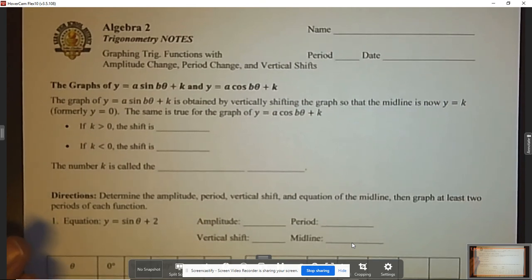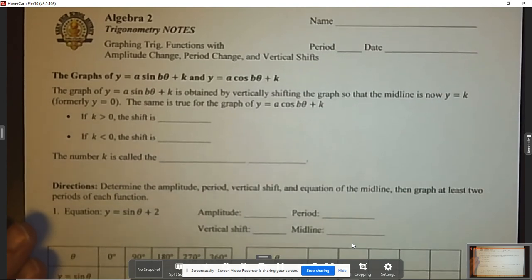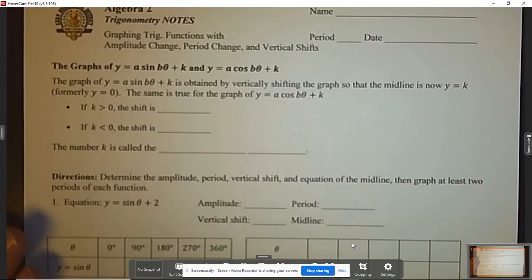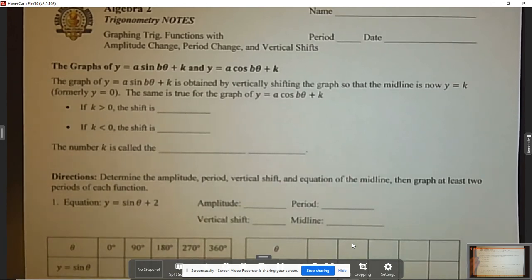Hey guys, these notes are for day 5 in advanced algebra. They are going to cover graphing trig functions with all of the changes. So we have amplitude changes, period changes, and vertical shifts. At this point, you've seen amplitude changes and you've also seen period changes. So the newest component today is going to be a vertical shift.